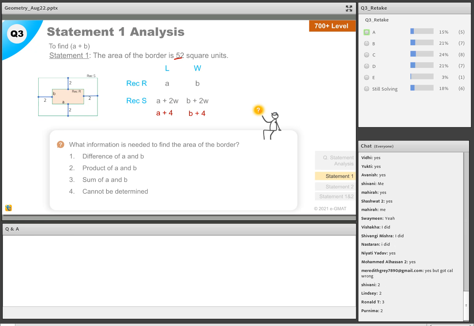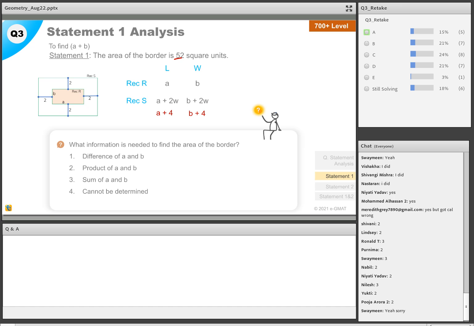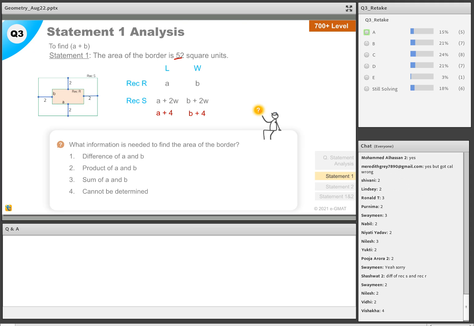Interesting. Ronald, I want you to give this a thought once more. I'm calculating the area of the border, right? Nilesh, I'm calculating the area of the border. How do we calculate area? We calculate area through the product of the length and the width, right? Ronald, Swamin, and Nilesh, right? So we'll use the same information over here. We need to find out the product of A and B. Through that, it makes our lives very easy.